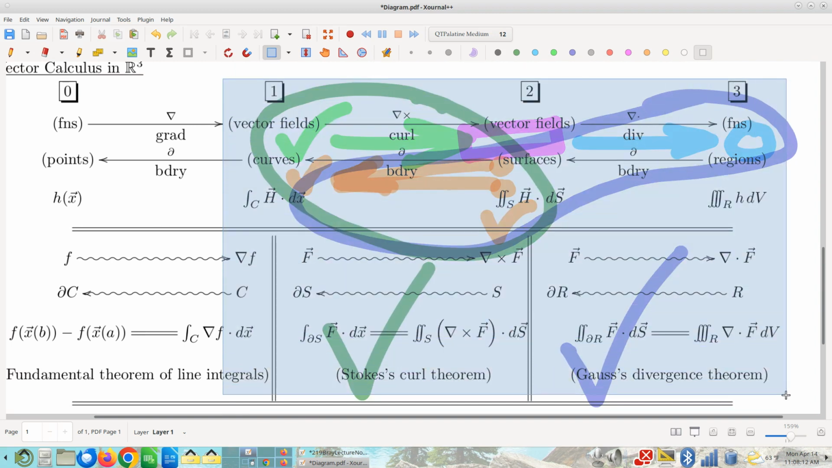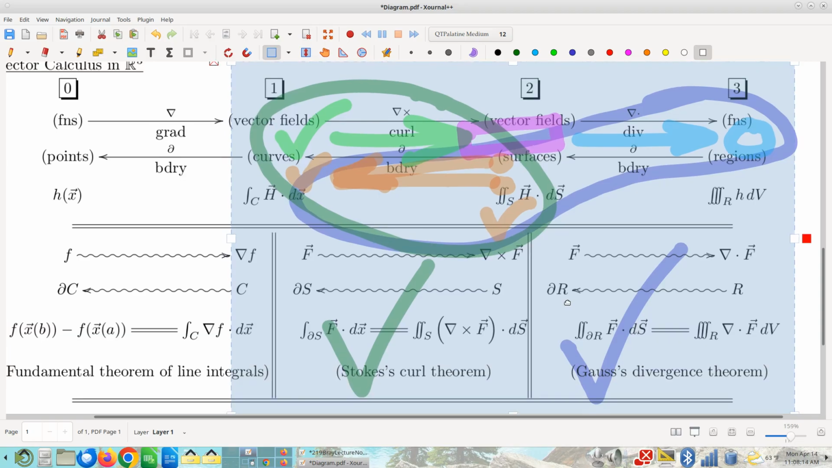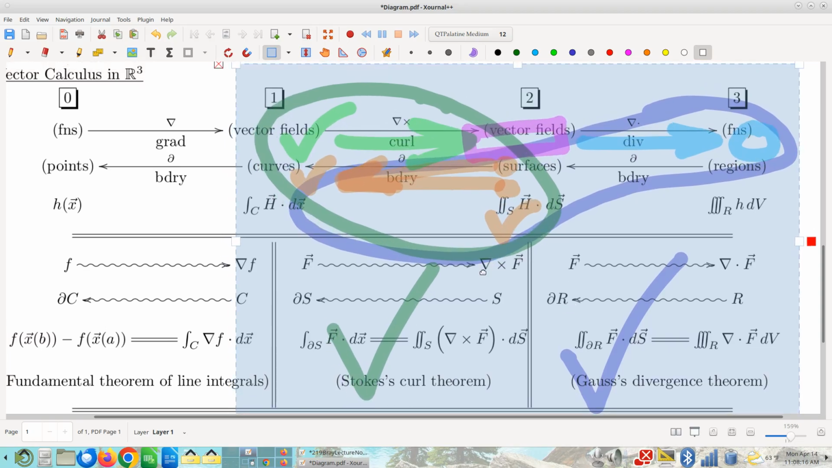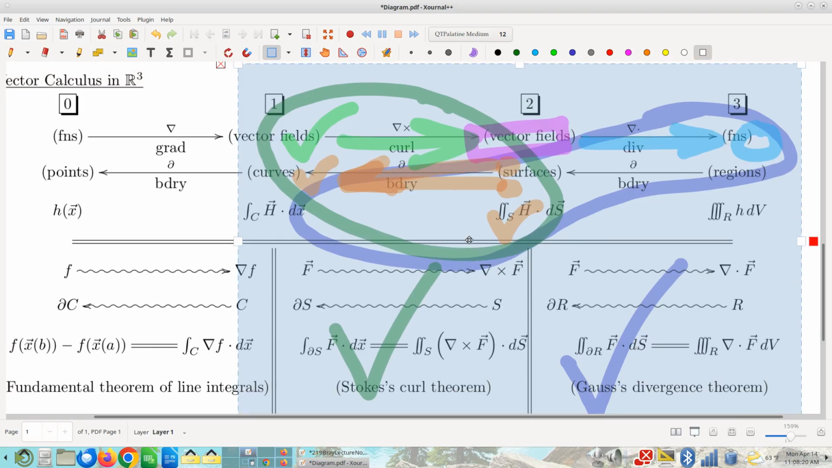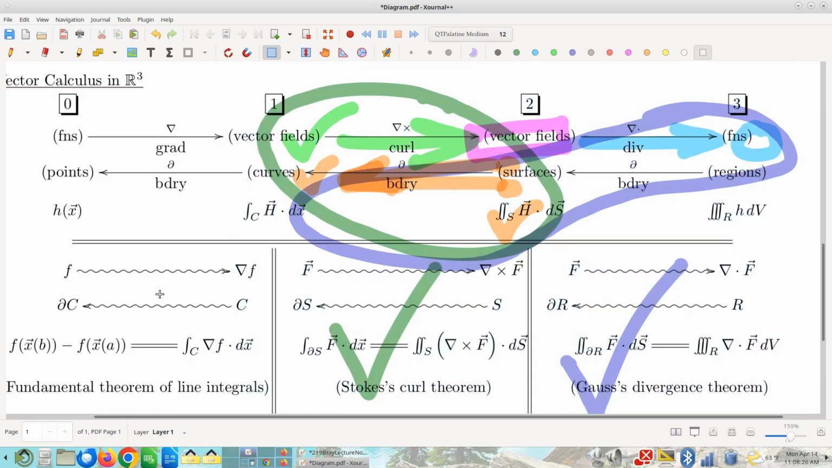Just a little bit. Oh, come on. There, okay, got it. Okay, in the same way that it was the fundamental theorem of line integrals previously, it's now Stokes' theorem, and the same way that it was Stokes' curl theorem previously, it's now Gauss's divergence theorem.